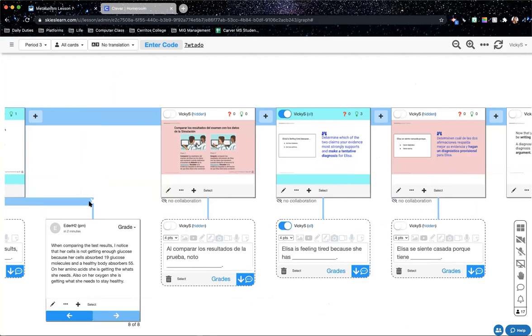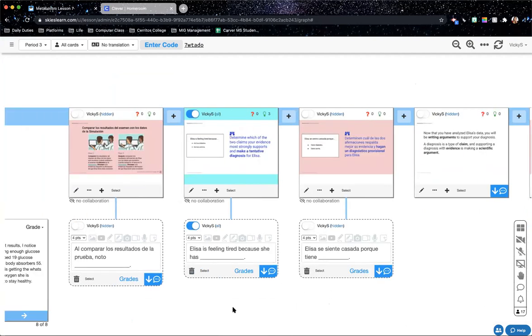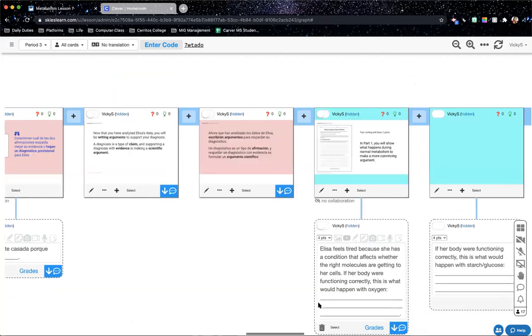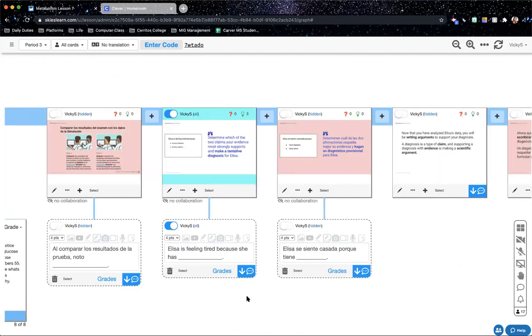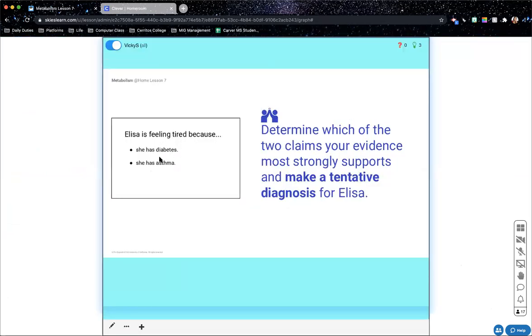Miss, glucose is affecting diabetes? Yes. So you don't have to write why, because in the next slide, you're gonna write why right here. So go ahead and type here, on this card, Elisa is feeling tired because you just have to write diabetes or asthma. You don't have to explain why because we're going to go more in depth in the next few slides. But if you want, you can copy and paste it.